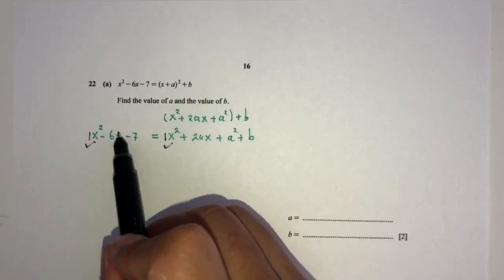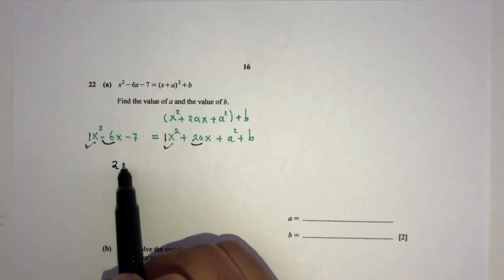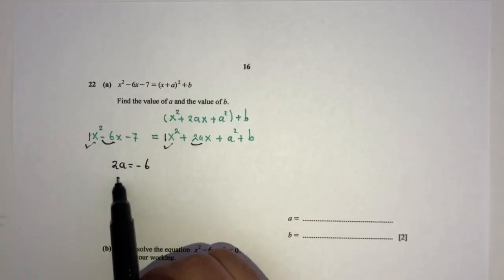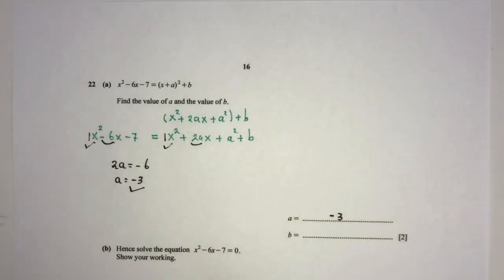Here we have x, here we have x, so here we have minus 6, here we have 2a. We compare. We understand 2a is equal to minus 6, so a will have to be minus 3. So one thing done, a is minus 3.